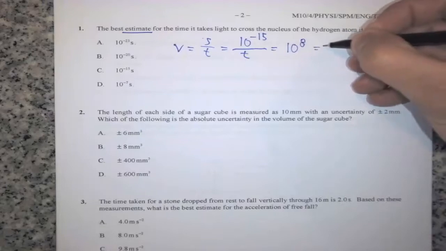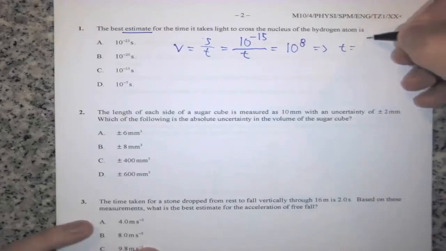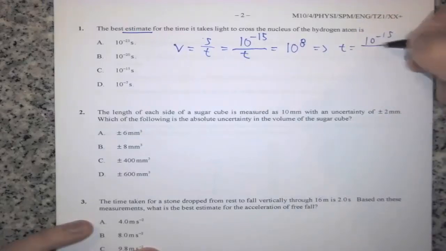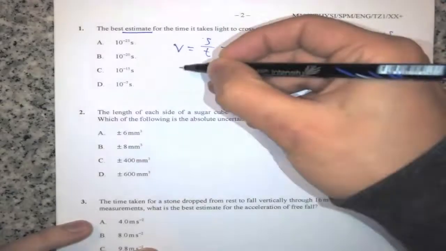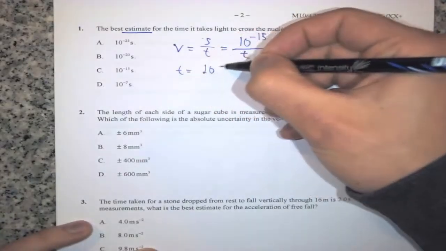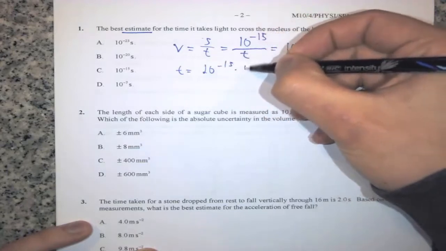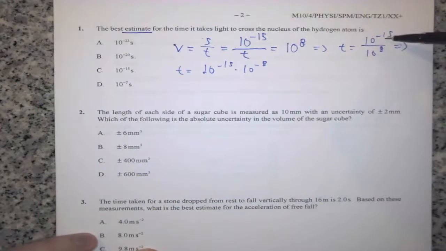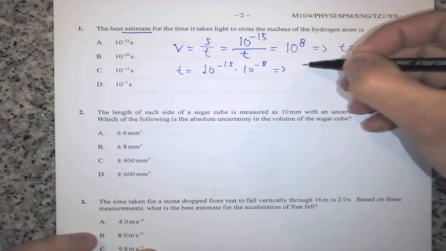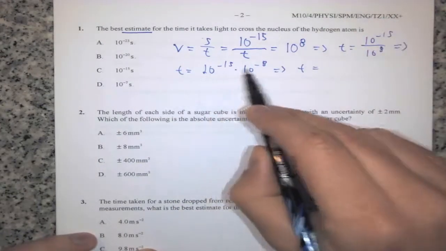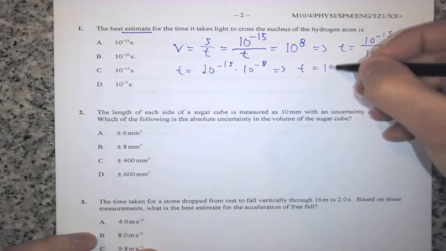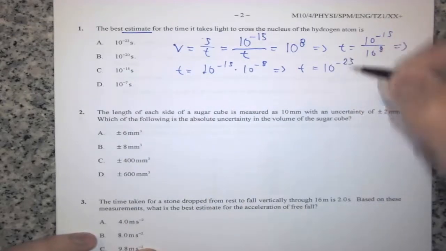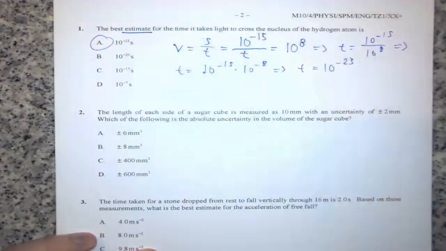So what you're going to do here, you're going to rearrange. So for time, 10 to the power of negative 15 divided by 10 to the power of 8. And from here, you are going to do 10 to the power of negative 15 times 10 to the power of negative 8. You're going to bring the denominator up here. If you do the math here, of course, pretty simple, negative 15, negative 8, it's going to be 10 to the power of negative 23. So your answer here is going to be A.